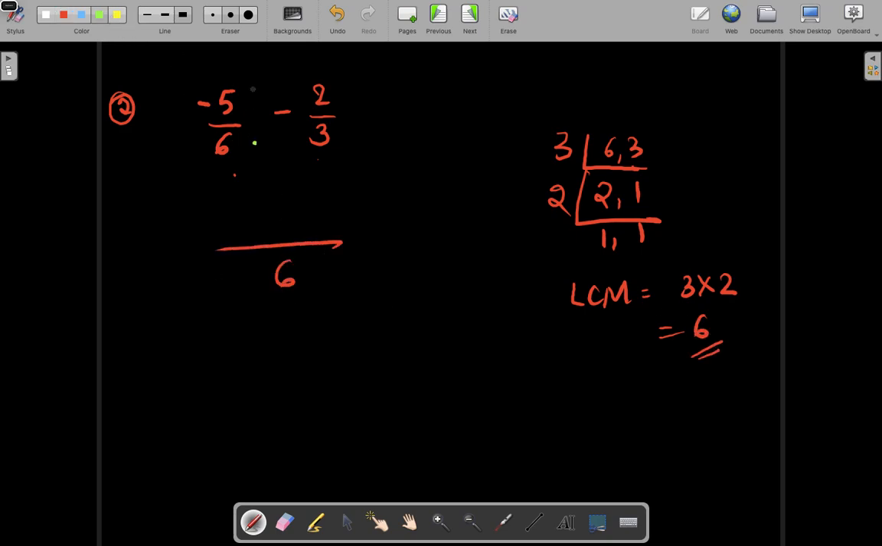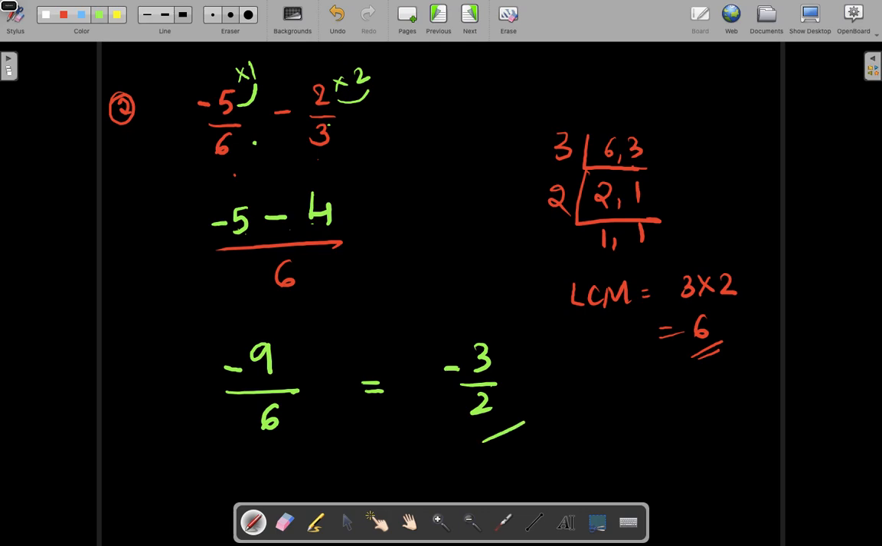So 6 times 1 is 6, 3 times 2 is 6. So 5 times 1 is minus 5, minus 2 times 2 is 4. So minus into minus, it's plus. So you're going to write 5 plus 4, 9. And we're going to add the sign for the greatest number. So among 5 and 4, which is the greatest number? 5. So what is the sign for 5? It is minus. We're going to write minus 9 over 6, which can also be reduced as minus 3 over 2.